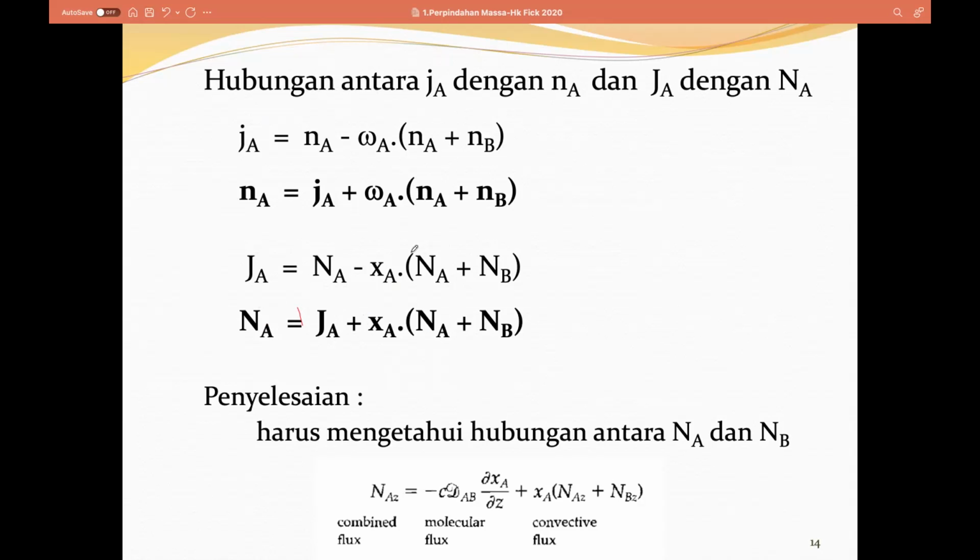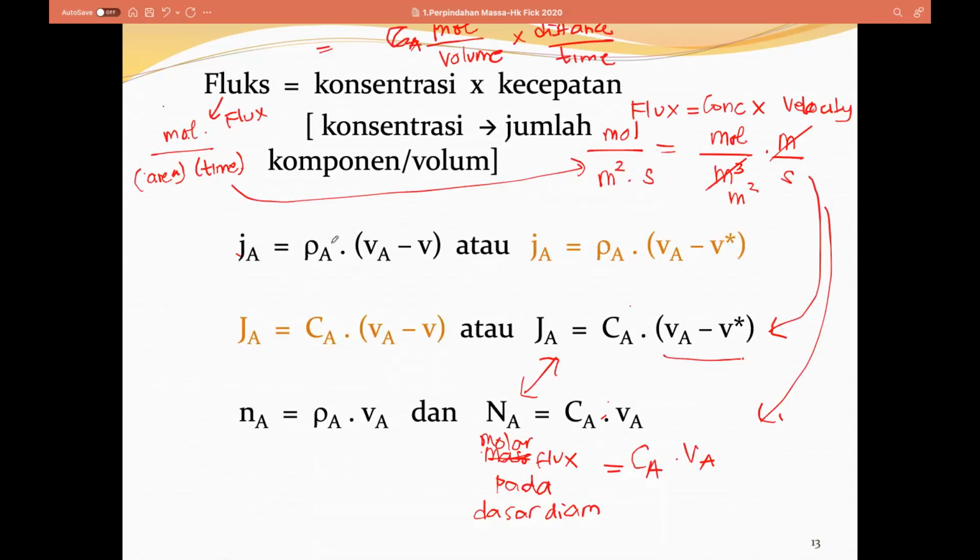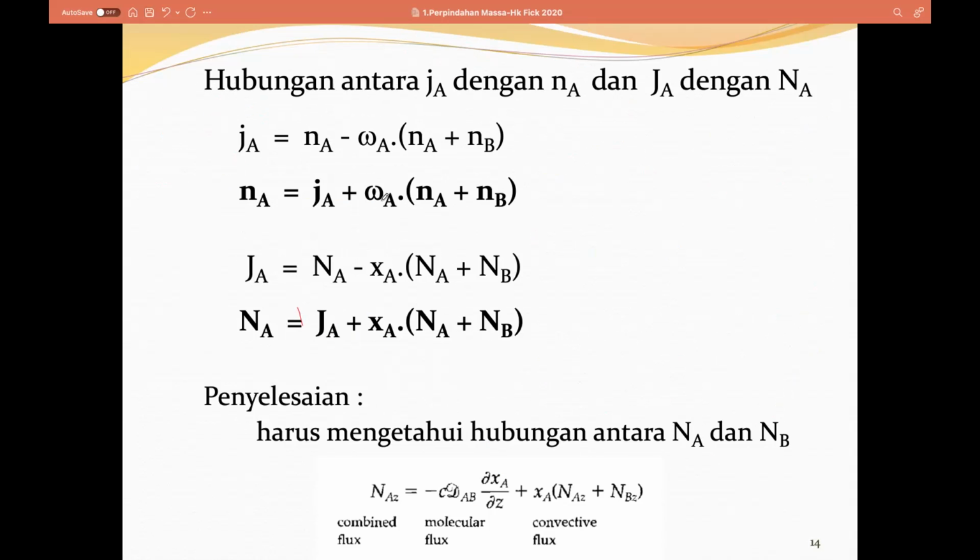Maybe I can write where this is coming from. By substituting this one to here, we find that NA would be equal to JA plus XA times (NA plus NB), where A is component A and B is component B. This is the correlation between JA and NA. This one is for mass basis. This one is for molar basis.